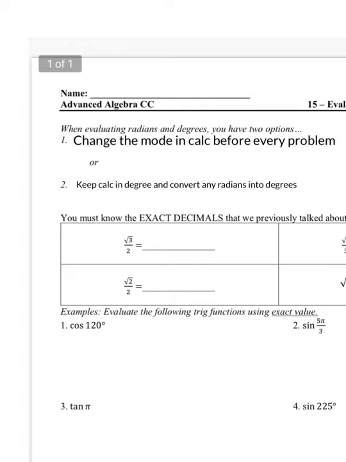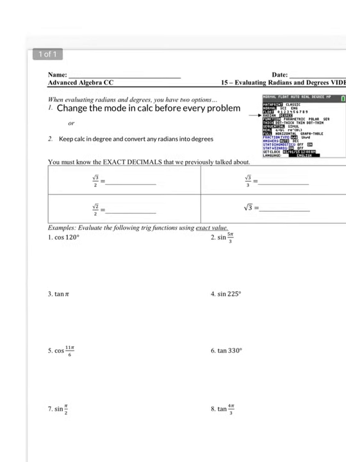I'm going to assume that most of you are going to want to do option 2, so that's what I'm going to do with you on the bottom of this. If you want to do option 1 and change the mode, you can type the question in as is. You just have to make sure it's in the right mode beforehand, okay? I'll explain it once we get to the examples.